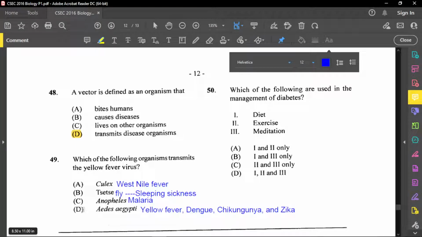Okay, 49 is D. All right, that's good enough.